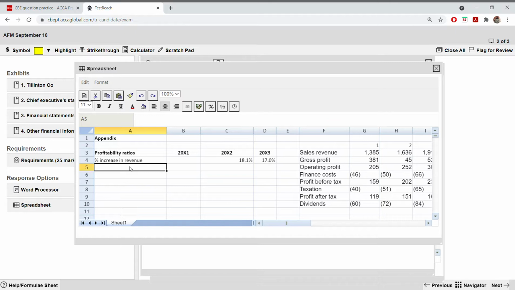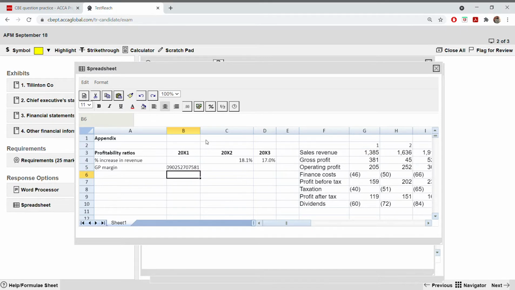What is the next? Next could be your gross profit percentage or gross profit margin. I'm going to write GP margin, gross profit margin. So what is the formula for gross profit margin? This you can calculate for all the 3 years. Once you calculate for 2001, just drag it. It will be copied in 2002 and 2003. So what is the gross profit? Gross profit is this divided by sales.